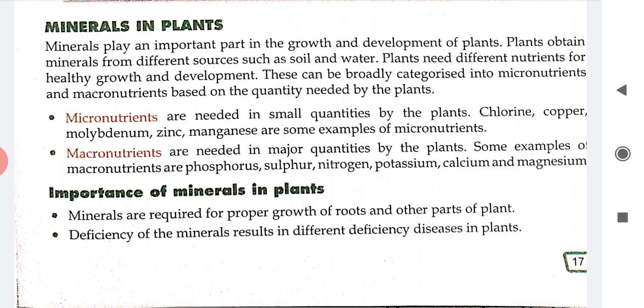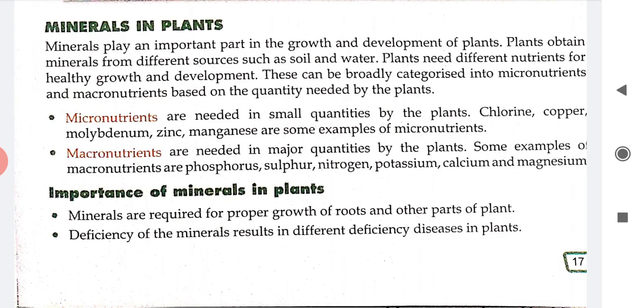So these micro and macronutrients, we are going to discuss. First of all, micronutrients: these are needed in small quantities by the plant. As you know, micro means small, a small quantity. For example, chlorine, copper, molybdenum, zinc and manganese are some examples of micronutrients.